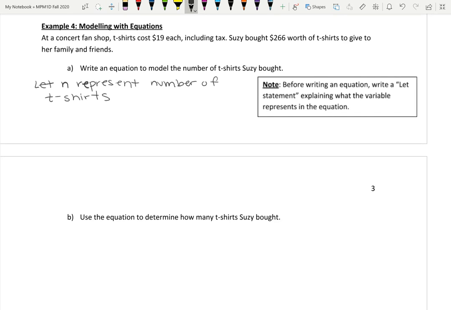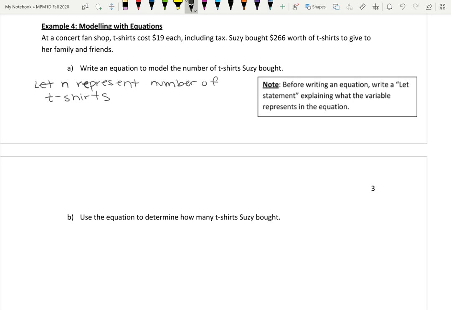In this let statement, you identify a variable of your choosing, which represents something in the question. So I have decided to use the variable n to represent the number of t-shirts that Susie bought. You could use x, you can use a, you can use t, whatever variable you choose. Now that I have a variable and I've identified what it represents, I can write an equation.